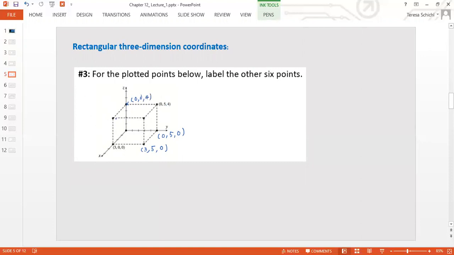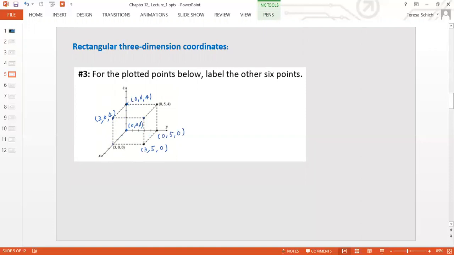Okay, so now let's take a look at this point here. This point is on the xz plane and it's not on the y, so I know y has to be equal to 0. So in here the x is 3 and z is 0, 1, 2, 3, 4. So it's 4. So it's (3, 0, 4). Correct? Okay, of course, this point is easy. This is the origin, so it's (0, 0, 0).